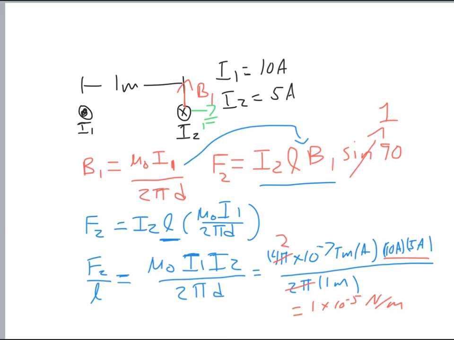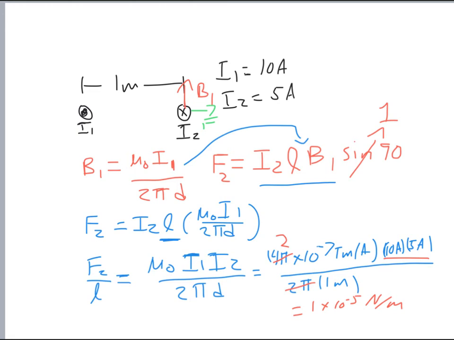And so now we know what the magnitude of the force is and the direction of the force. We can see that it's going to be repulsive. It's going to be pushing the wire away from the other wire, and it's going to have a value of 1 times 10 to the minus 5 newtons for every meter's length of wire.